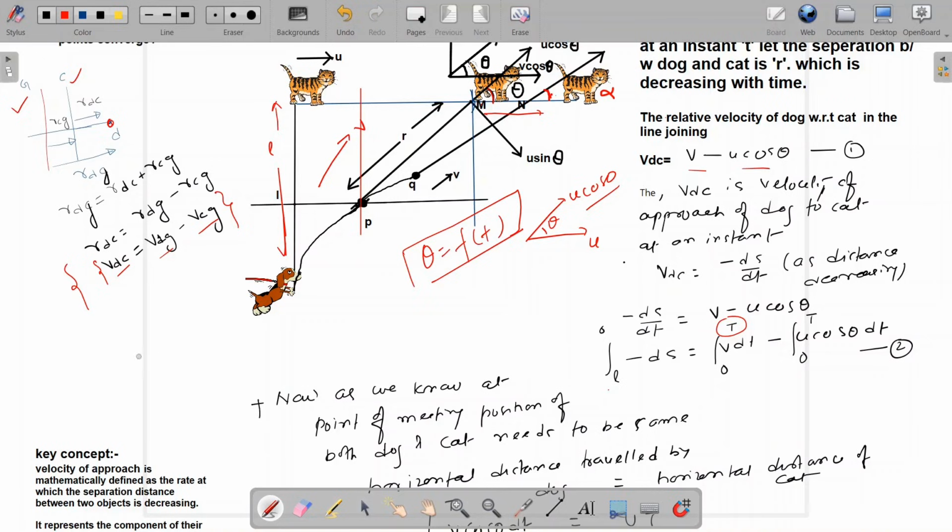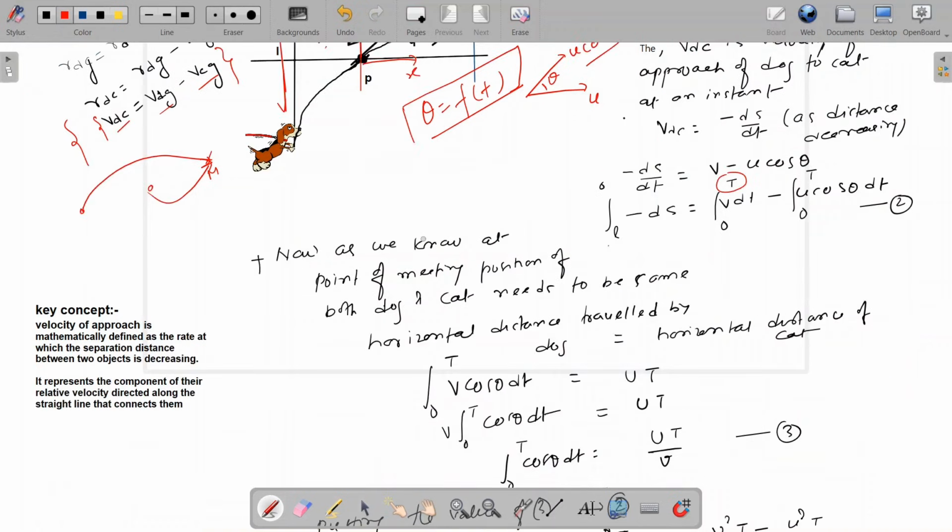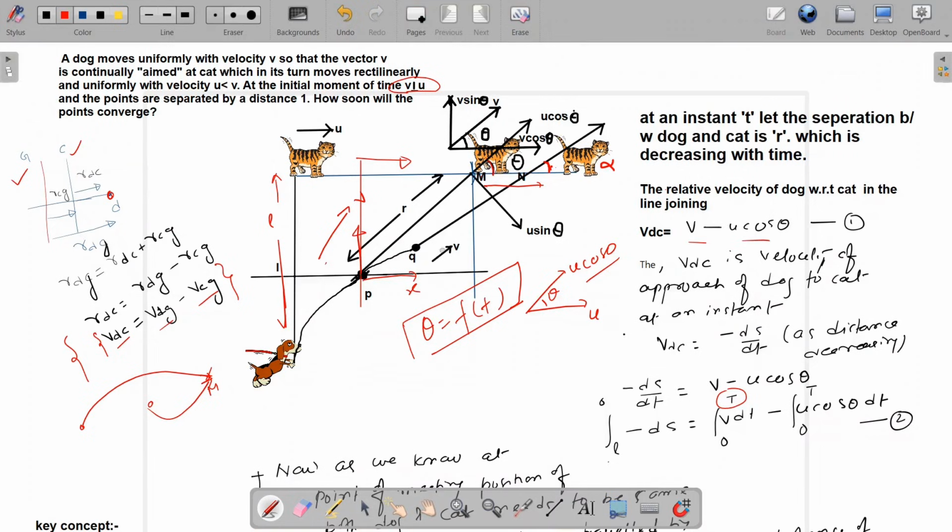So if two particles are chasing, suppose, and this is the point of meeting, then this particle should reach this point and this particle should reach this point at the time of catching, with respect to an origin. Now the cat is moving in the horizontal direction, and the dog is moving having both y and x axis components. So we understand that if we resolve the velocity of the dog in the direction of the cat, I can write v cos theta in the direction of the cat.